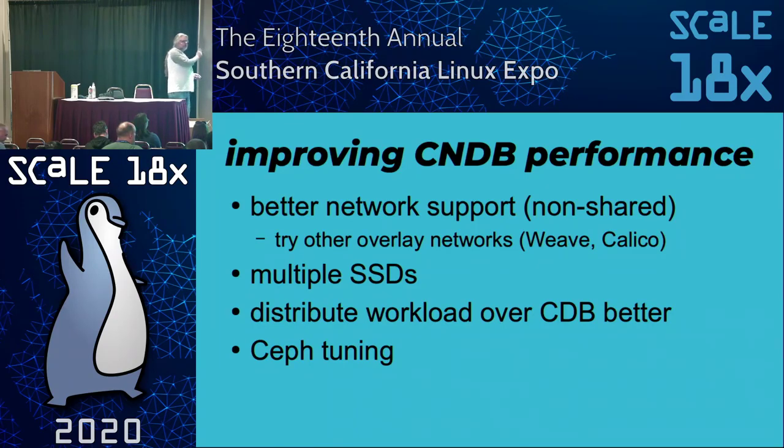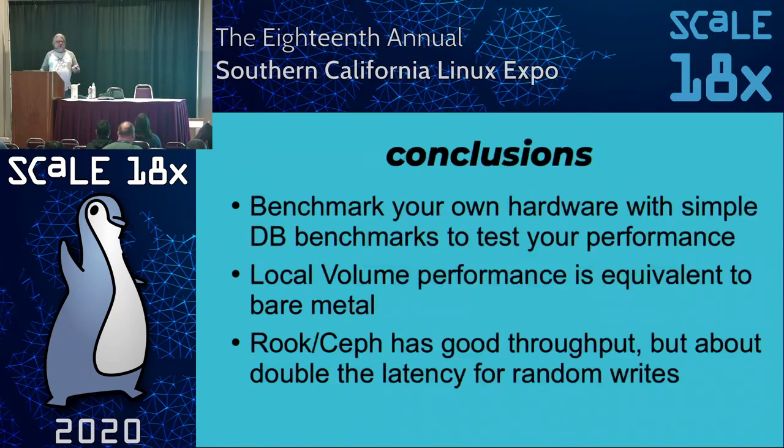I need to reconfigure the storage so I can actually do bigger databases. Distributing the workload over CockroachDB better would be nice. The problem is, with CockroachDB becoming non-open source, I'm probably going to stop doing testing on it, which is a shame because it was super useful. And of course, ask the Ceph guys to do some Ceph tuning to see if it makes a difference, except that, from my perspective, Ceph was performing so well, I almost don't feel like it's worth doing any tuning. So, some conclusions here before we go to questions.